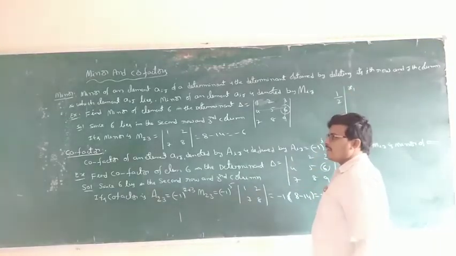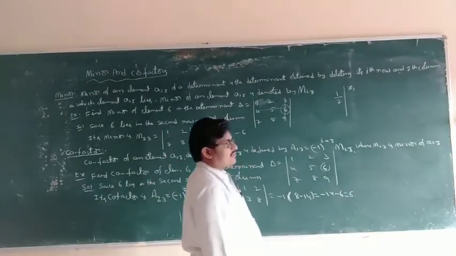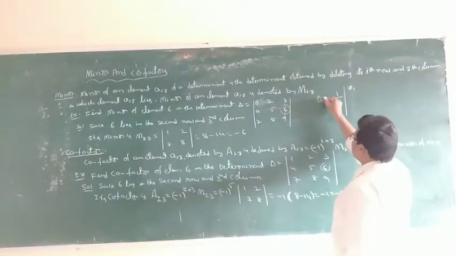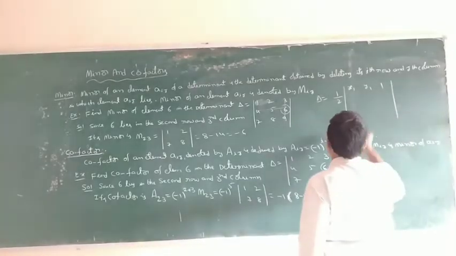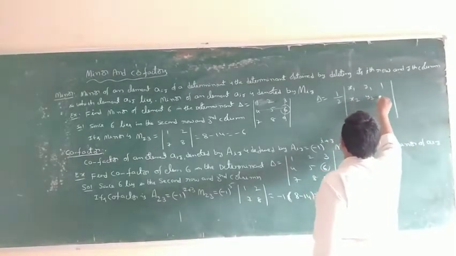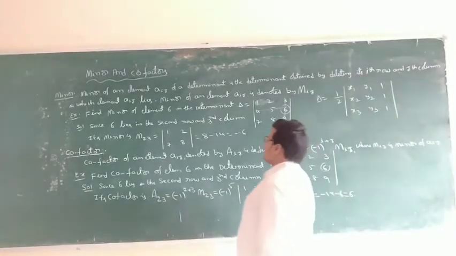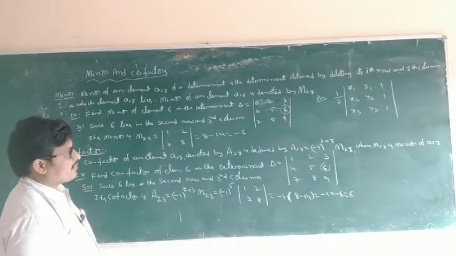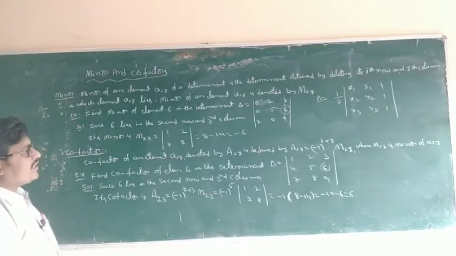The area of the triangle formed by the points x1, y1, x2, y2, x3, y3 is given by the formula delta is equal to 1 by 2 into the determinant with rows x1, y1, 1; x2, y2, 1; x3, y3, 1. So, three points means a 3 by 3 matrix determinant: 1 by 2 into the determinant of a 3 by 3 matrix.